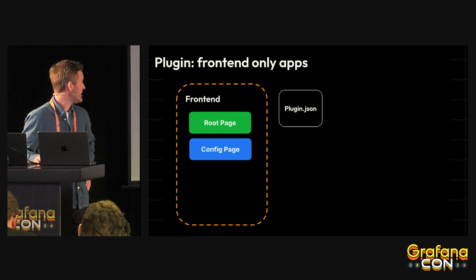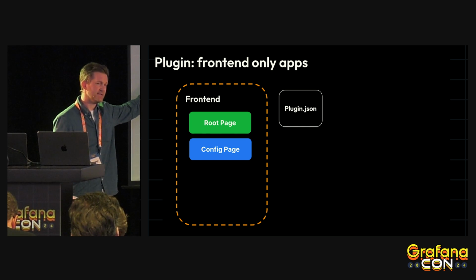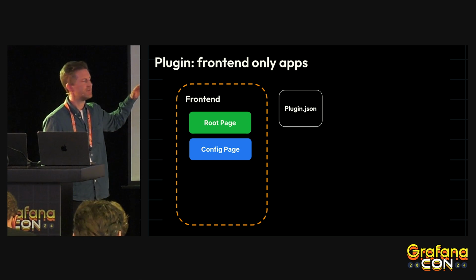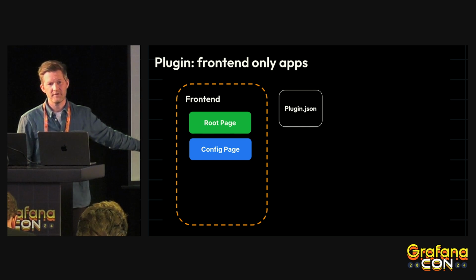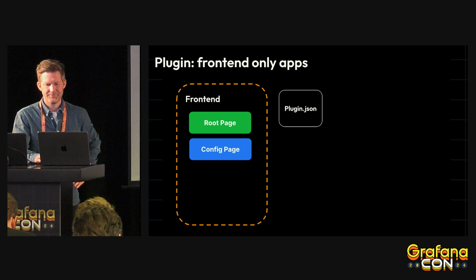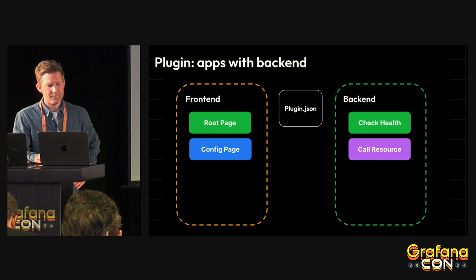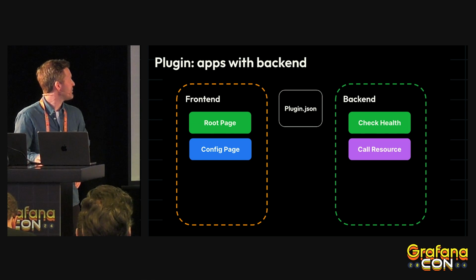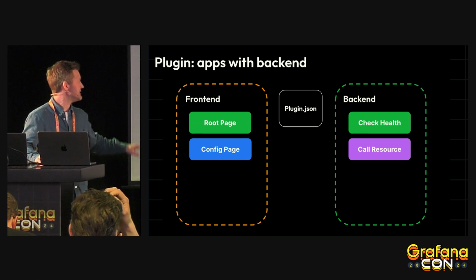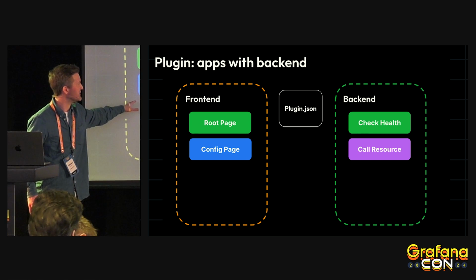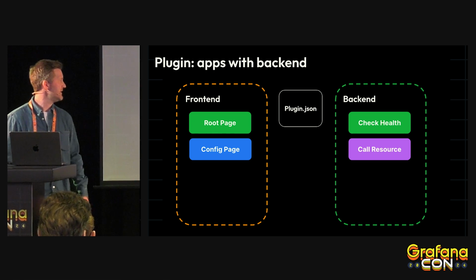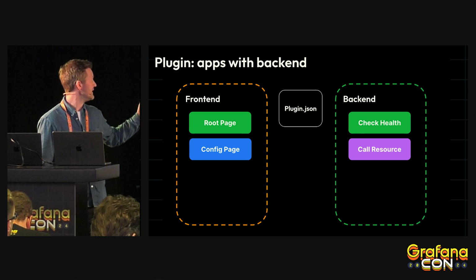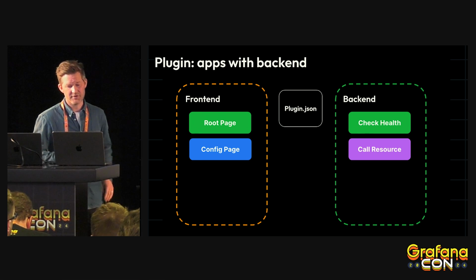Then we have front-end only apps. So there we only have a root page, which is the page that the user can land in. If you want to have a custom navigation, this is where you define it. And then I have a config page, and it's basically just to be able to configure the app and enable or disable it. You can also have app plugins with backend. So it's basically the same thing. You have the root page and the config page on the front end, but in addition, you have check health, and you also have the call resource functionality, which you can use to provide custom endpoints for your front-end part.